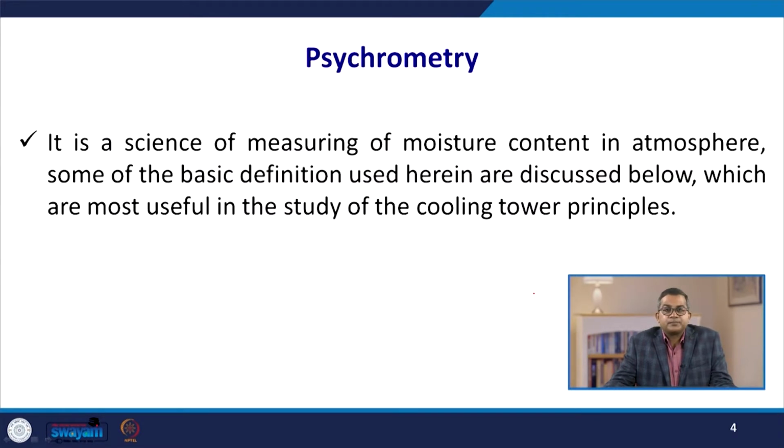psychrometric chart. Now, because we have used terms like dry bulb and wet bulb temperature, psychrometry is an integral part of all this discussion. Psychrometry is the science of measuring the moisture content in the atmosphere. Some of the basic definitions used here are discussed, and these are very useful in the study of cooling tower principles.